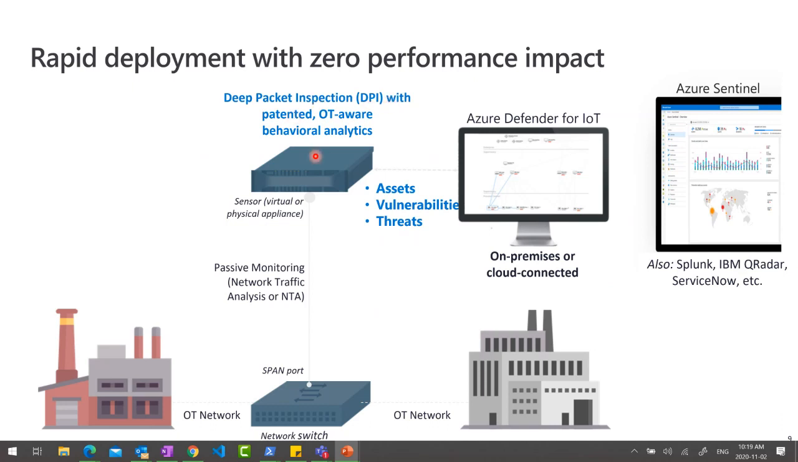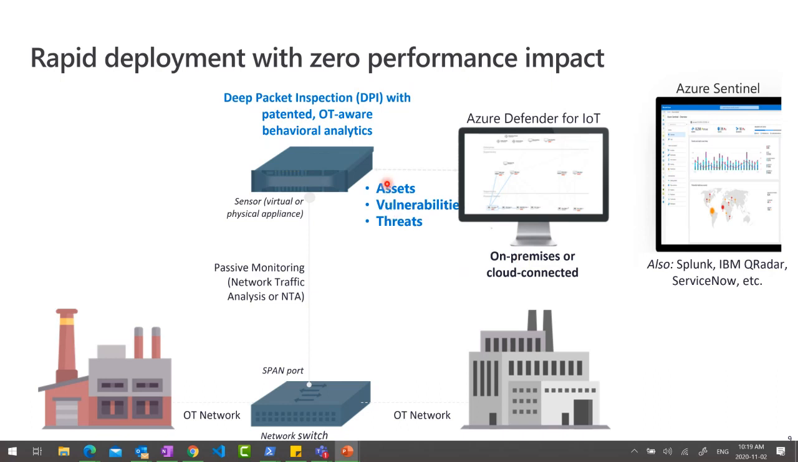And then we analyze exactly what's happening over the wire, and we couple it with behavioral analytics. If you think of it, we are trying to build a baseline of what's allowed and what's not allowed in your network with the help of behavioral analytics, and then alert on what's happening in the network. And we have Azure Defender for IoT for on-prem and cloud connected.